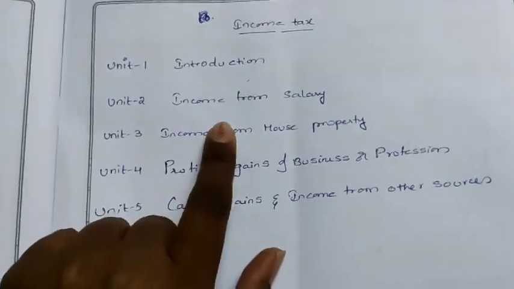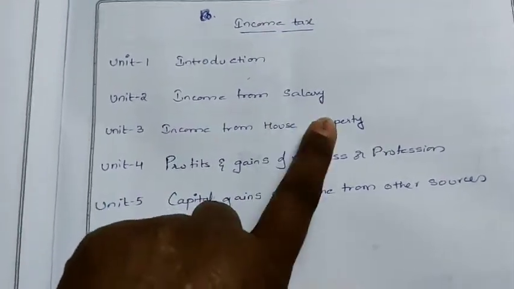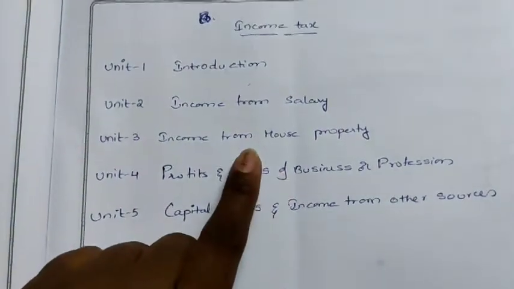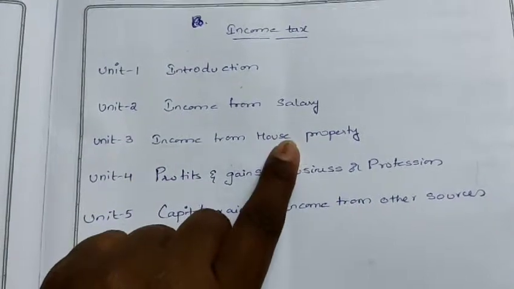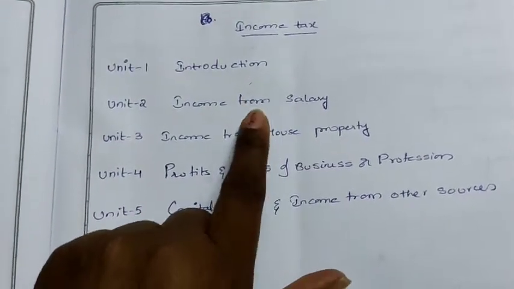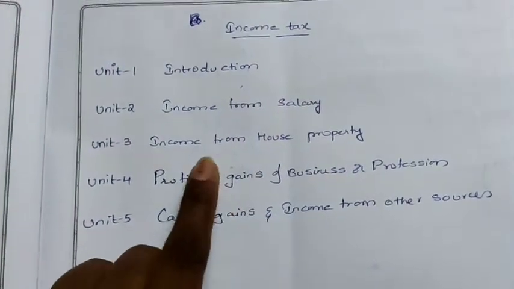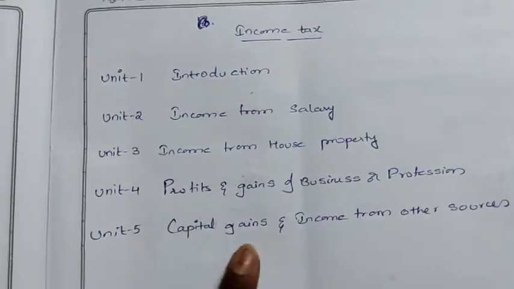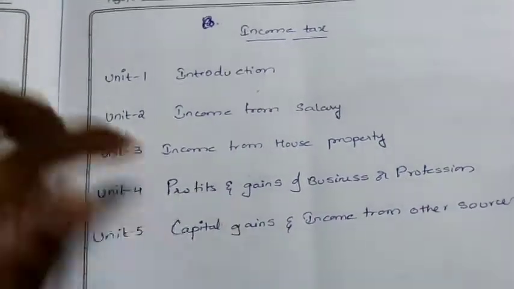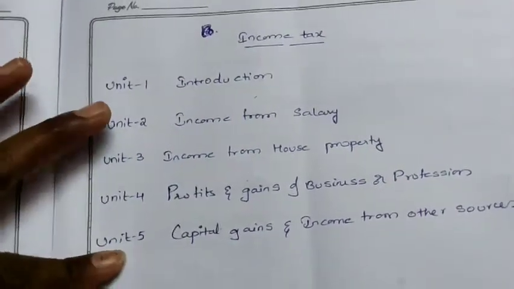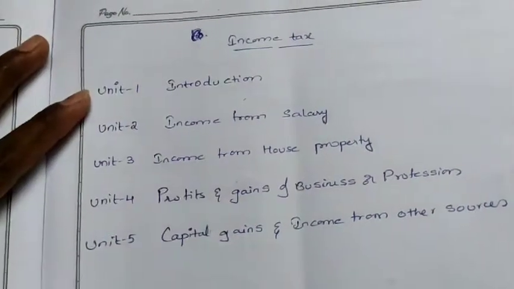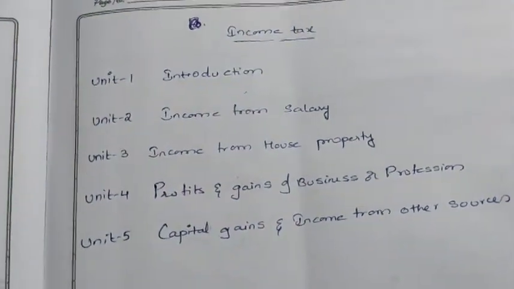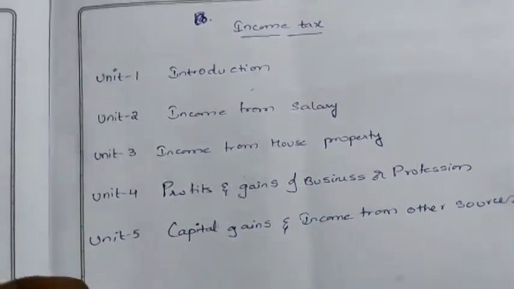Next, coming to unit 2, under unit 2 we are going to learn the income from salary, nothing but if salary we are getting, on that salary how much tax we are going to pay. And next are income from house property, profits and gains of business or profession, capital gains and income from other sources. So there are only five units, same as usual in the remaining subjects. Here also we are going to learn the 5 units, but in total it is a very lengthy syllabus.